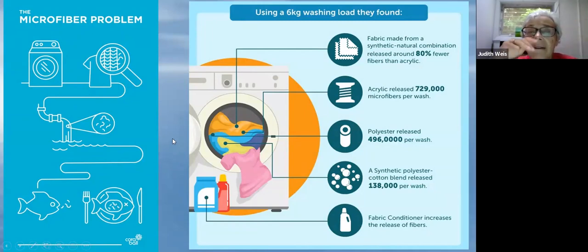This one on the right is showing that different types of synthetic fabrics release more microfibers than others. And if you have a synthetic cotton blend, you are reducing the amount that is washed. And here, the conditioner increases the amount that gets released.